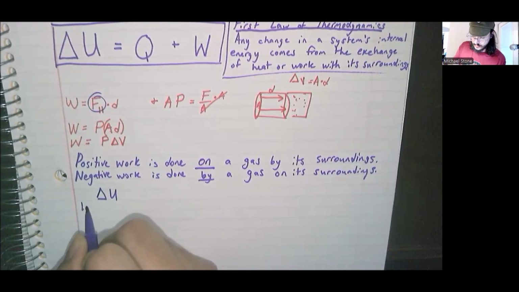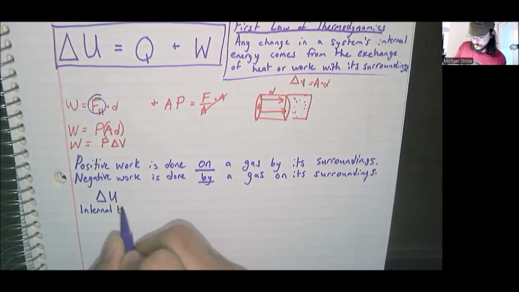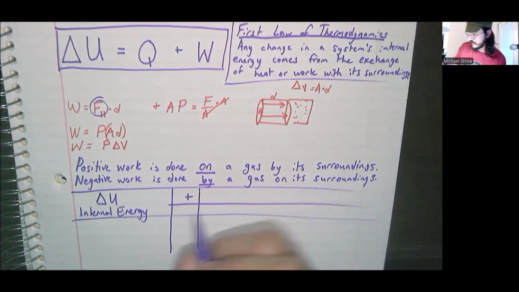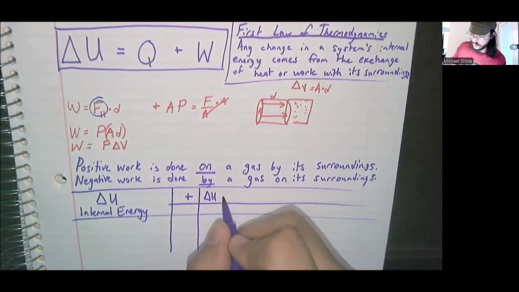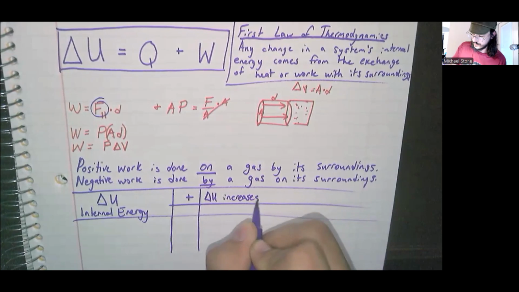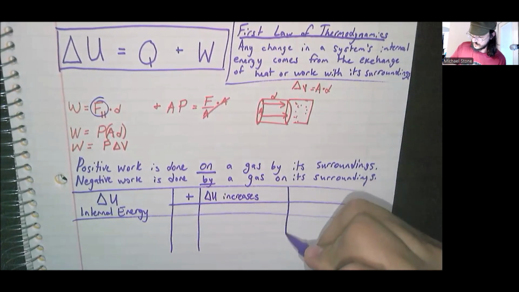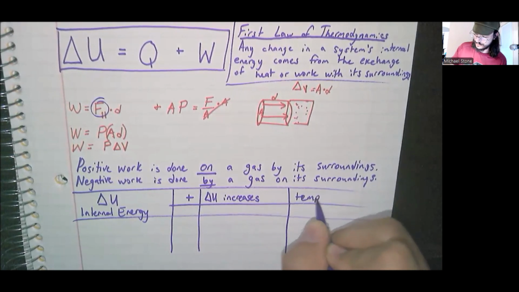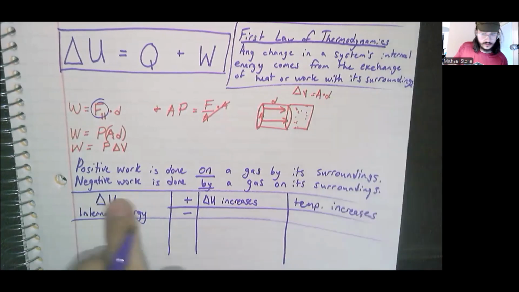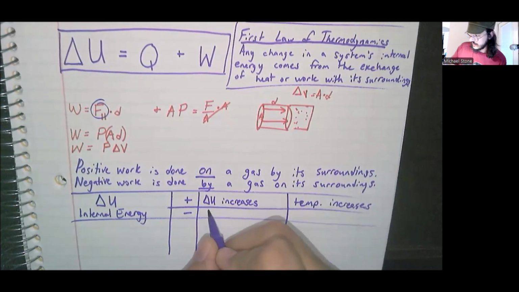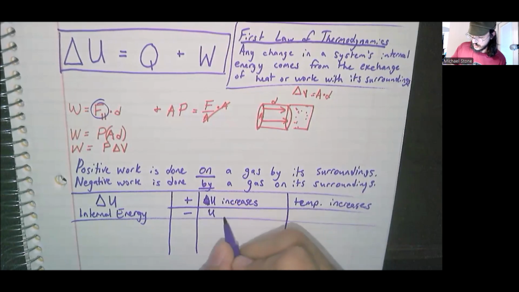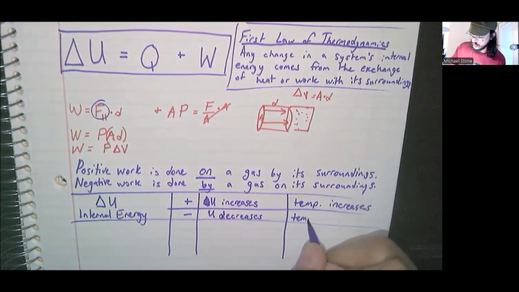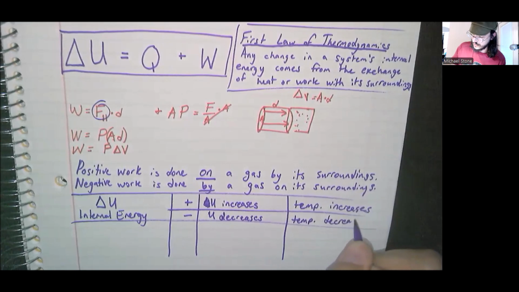Delta U for internal energy. If that's positive, that means that our internal energy increases. And what does that mean? Well, if your internal energy went up, your temperature went up. If internal energy delta U, that change was negative, then we would say that our U decreased, which means that it took our temperature down with it because we have an energy loss.